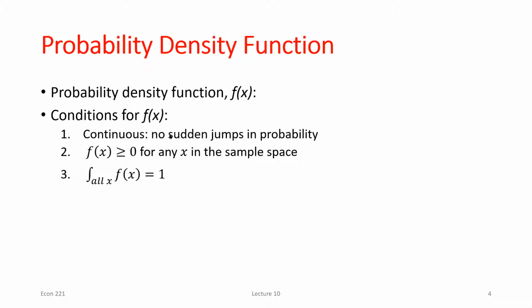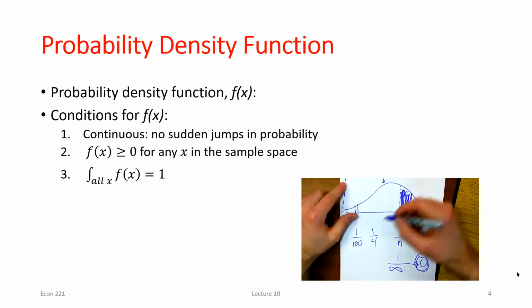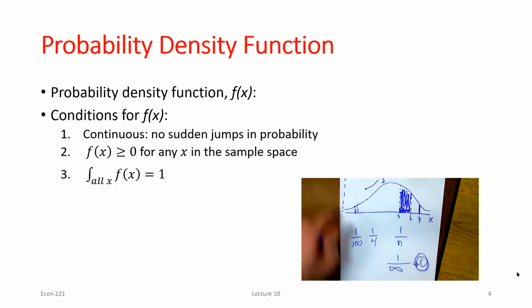So this function will have no jumps, right? It's not like I drew this one like this. You wouldn't see it stop here and then jump up here and then keep going, right? And there's no jumps. The probability has to be 0 or larger, right? It's a probability. We can't see it go negative.